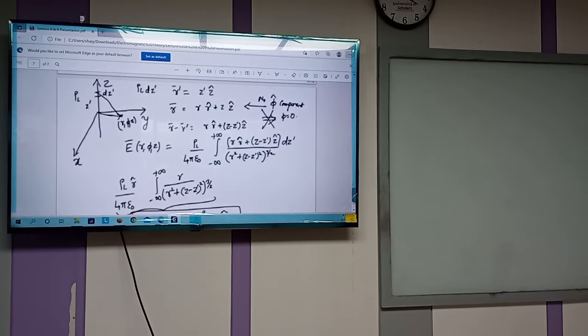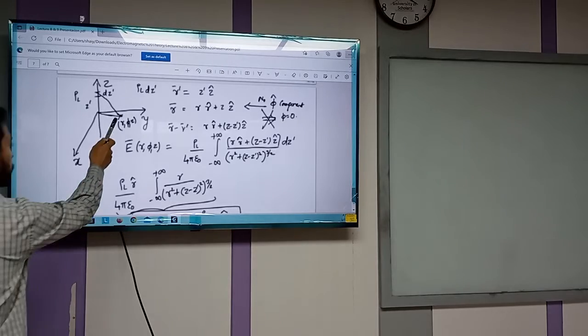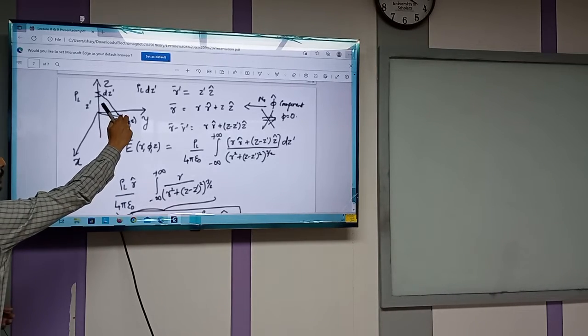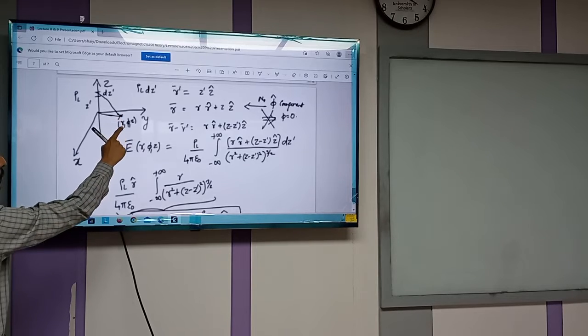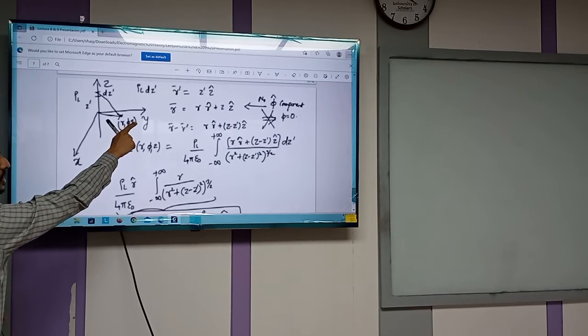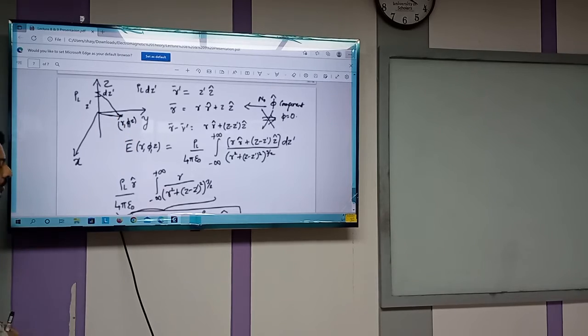Now I have to find out the field at any point in the plane, which I am going to consider as any general r, phi and z point, okay? So if I want to find out the field at any point in the plane, this is the point I took. This is any point in this axis, and this point is denoted as r comma phi comma z, okay?